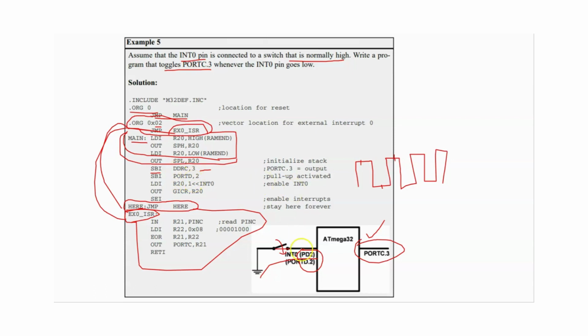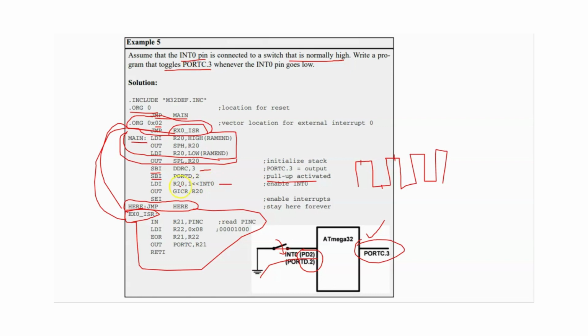And port D is actually input, so we make it the interrupt setting parameter. Here we actually activate it internally, so that is why we used SBI. We set it as 1, because on occurrence of the interrupt it will be low. Normally it is high, it is pull-up activated, and these are the steps which are related to enabling interrupts.